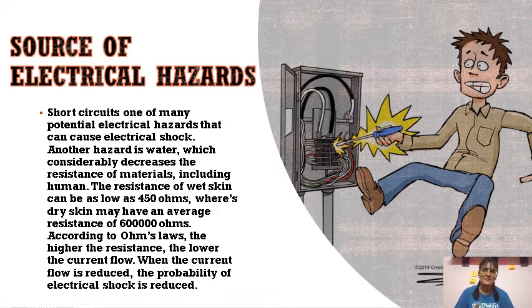The resistance of wet skin can be as low as 450 ohms, whereas dry skin may have an average resistance of 600,000 ohms. According to Ohm's law, the higher the resistance, the lower the current flow. When the current flow is reduced, the probability of electric shock will be reduced.